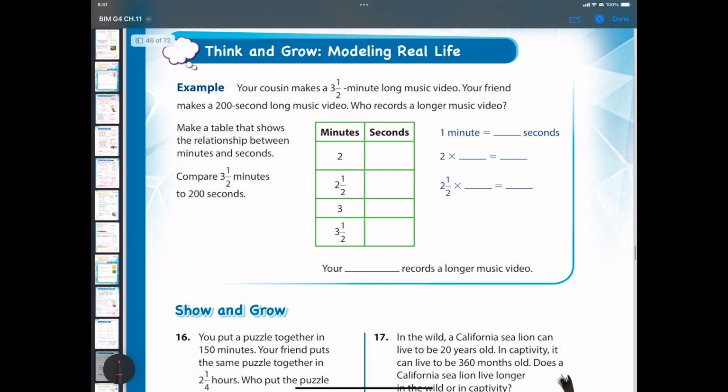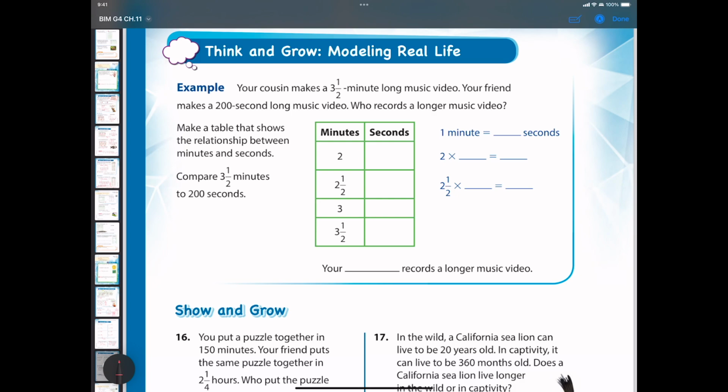All right, last page. Example. Your cousin makes a 3.5 minute long music video. Your friend makes a 200-second long music video. Who records a longer music video? Make a table that shows the relationship between minutes and seconds. Compare 3.5 minutes to 200 seconds.